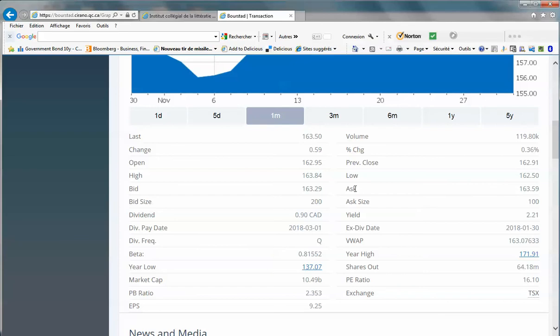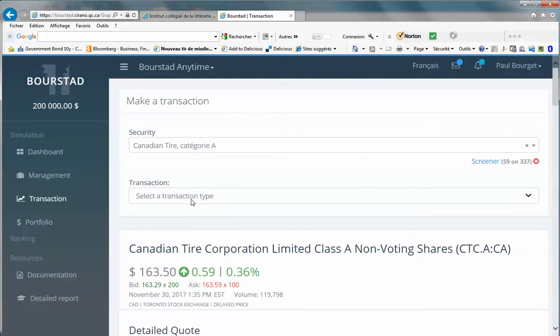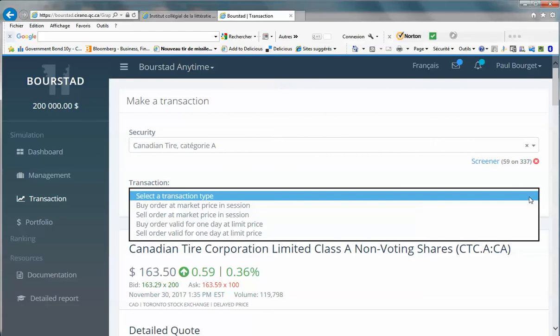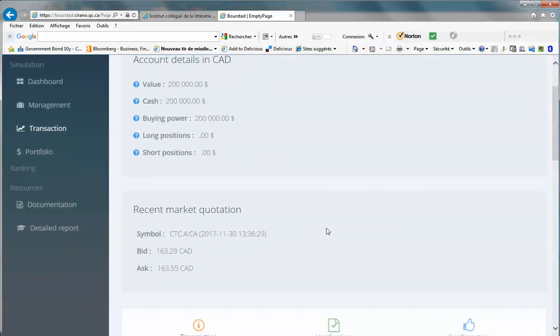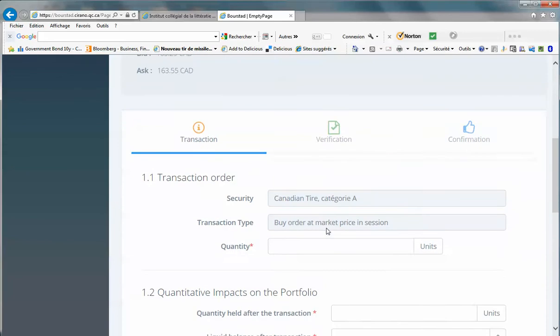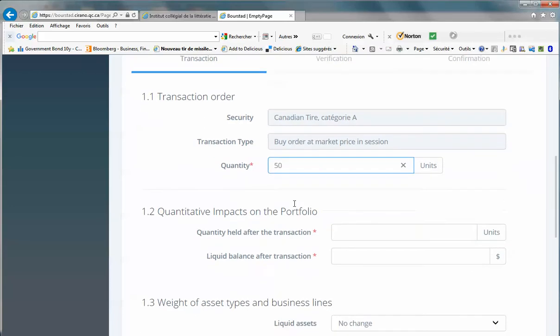So when I buy, I have to specify the transaction type. So I can issue a buy order at market price or a buy order valid at a limit price. But for this first transaction, I'll select a buy order at market price. So now I have to determine which quantity. So I'll go for 50 shares of Canadian Tire.